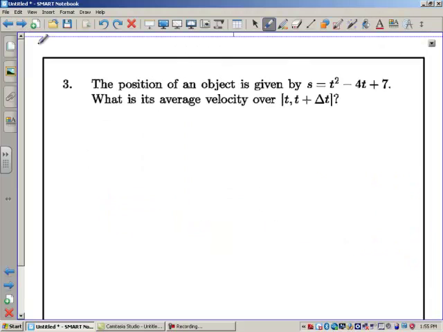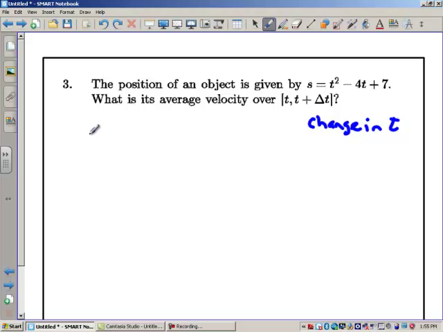Let's take a look at one last example. So I've got this position of an object given by this quadratic t squared minus 4t plus 7, and we want the average velocity over the interval from t to t plus delta t. This delta t means change in t, so it's basically some time unit after the t. So the delta t, you're going to treat it like its own variable. So let's take a look at that.